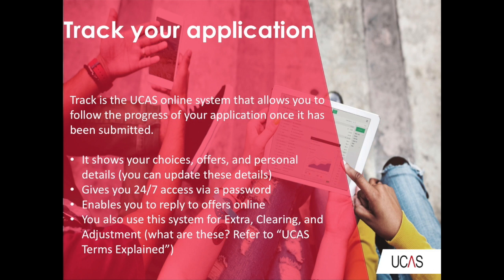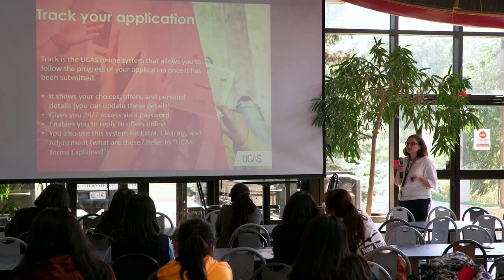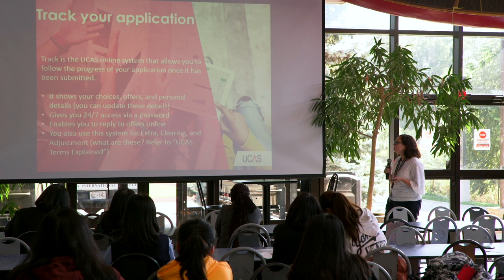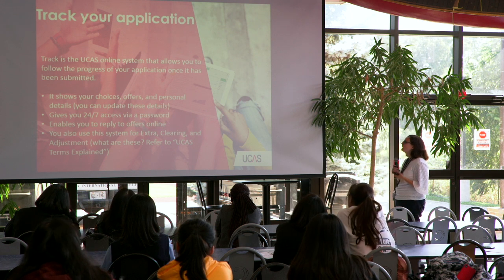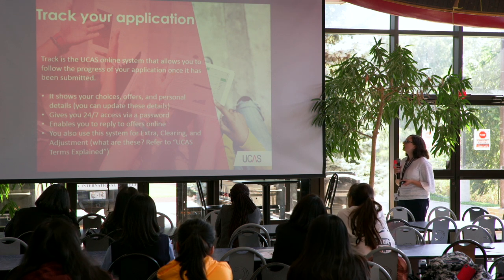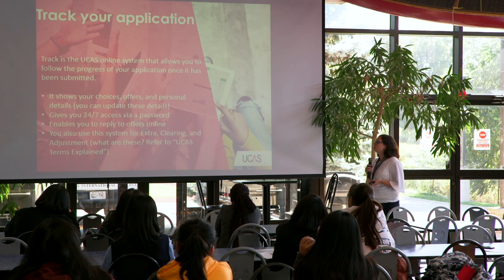After you apply, you're going to track your application. So Track is on the UCAS online system, and it allows you to follow the progress of your application once it's been submitted. Oftentimes the universities will also email you with information. They're really good to communicate with to make sure that you're clear on everything that you need to do. It will show your choices, offers, and personal details. You can update these details later on. Not a lot of information can be updated, but some of the personal stuff can. It gives you 24/7 access via password. You can reply to offers online, and you can also use this system for extra, clearing, and adjustment.